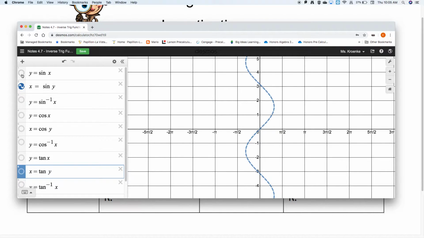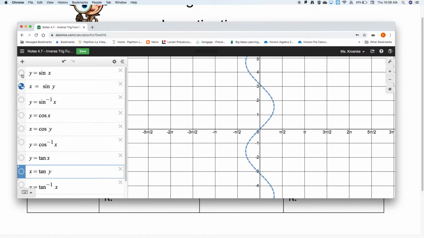I'm going to get rid of the sine x. It's now like a vertical wave. Okay, it goes back and forth. And we can see the domain is -1 to 1, right? It's like stuck in between these like left and right waves. Okay? And the range is -infinity to infinity. It's going up and down forever.